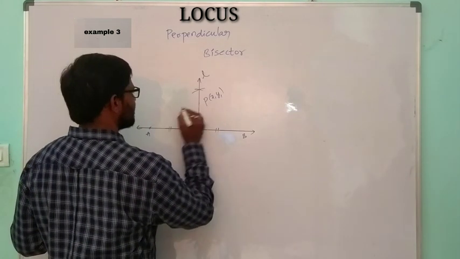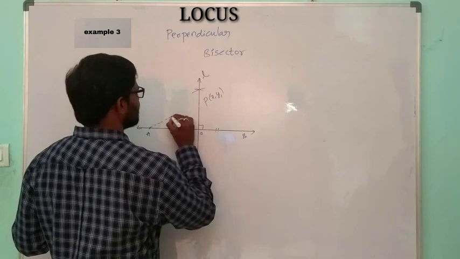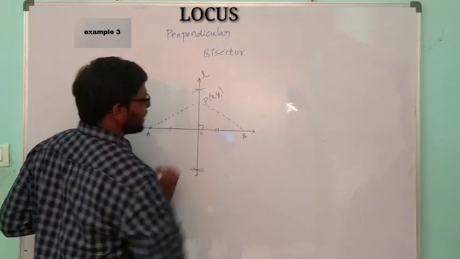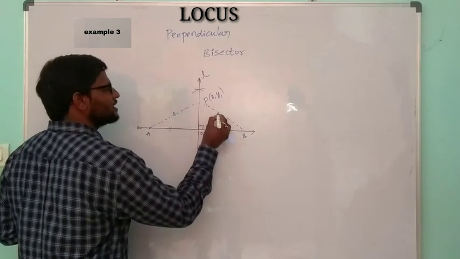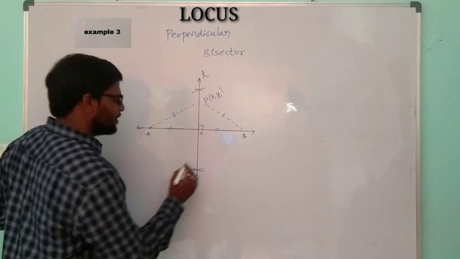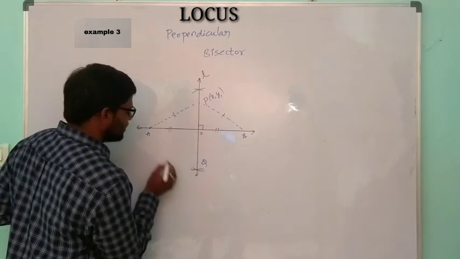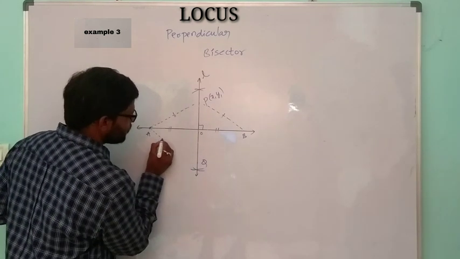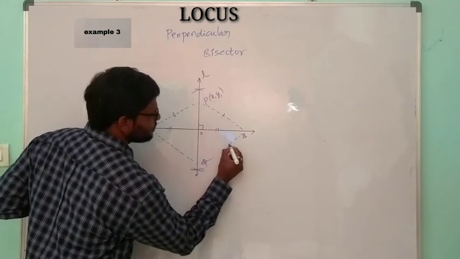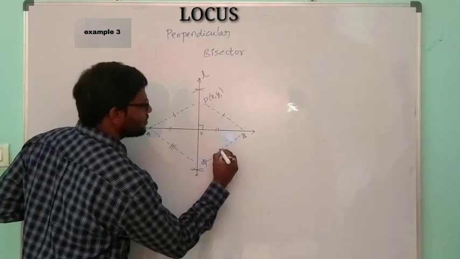Draw a perpendicular bisector and verify the distance. Distance from P to A and distance from P to B is the same. This distance equals this distance. And if you take a point here, Q, the distance from A to Q is also equal to the distance from B to Q. This distance equals this distance.